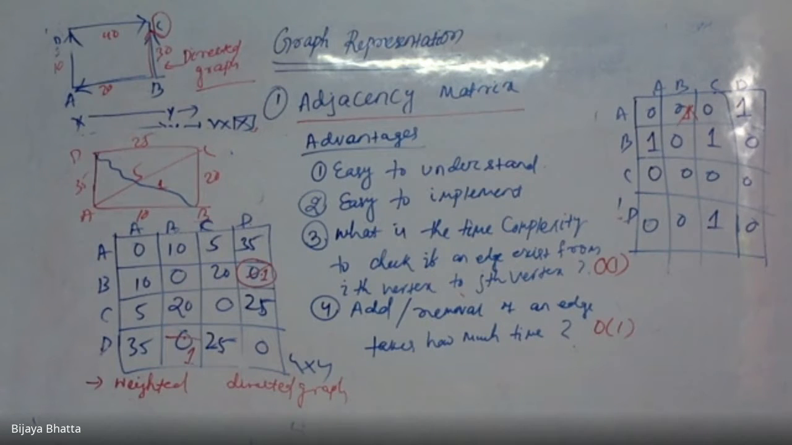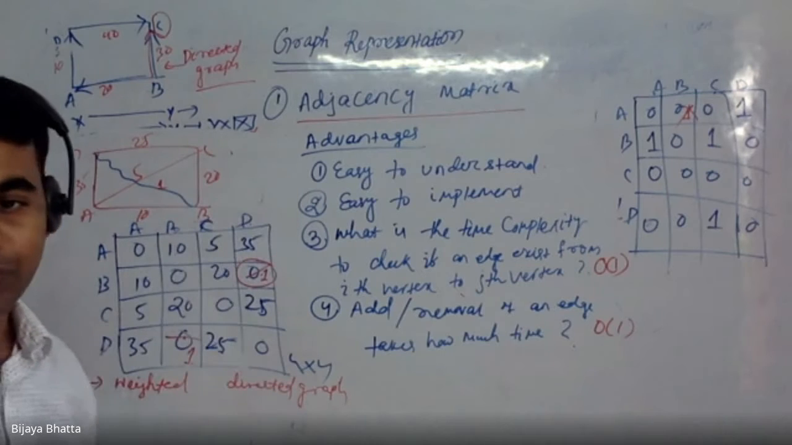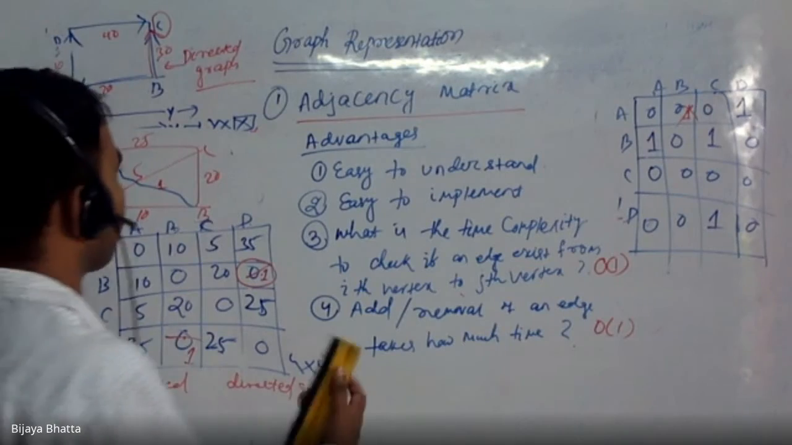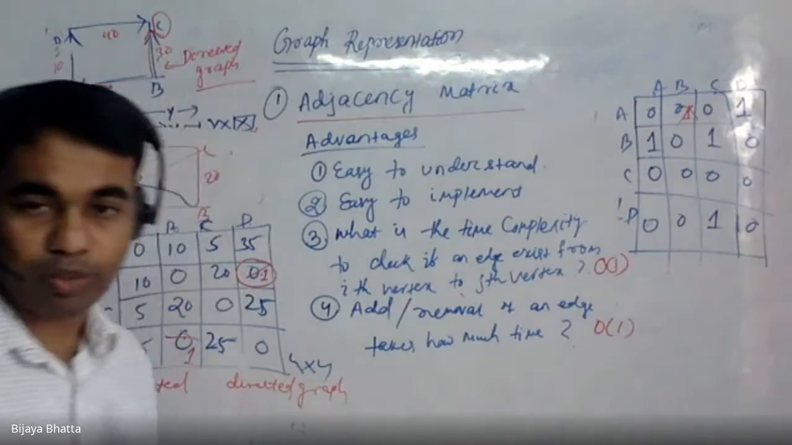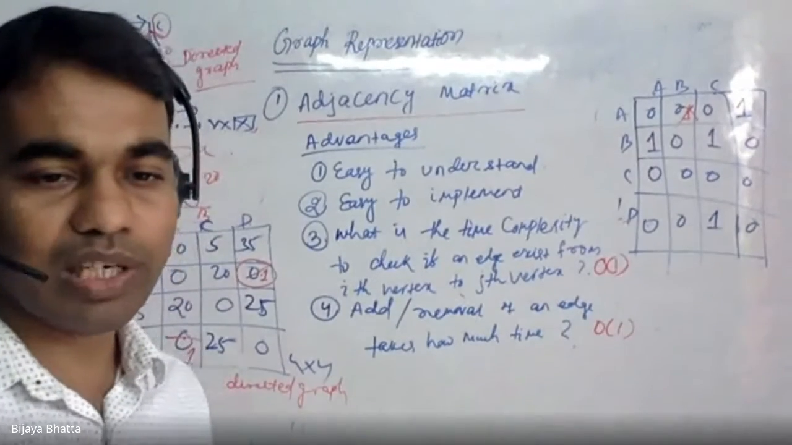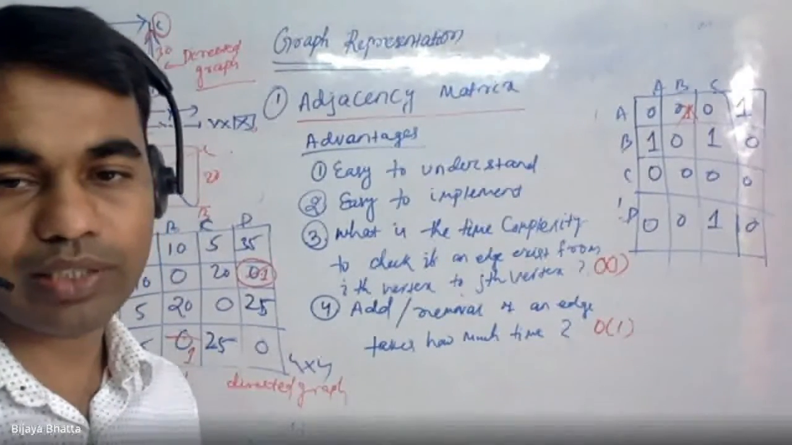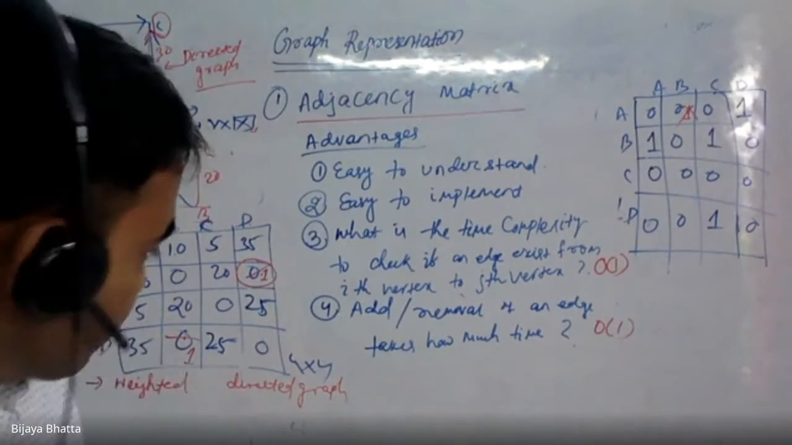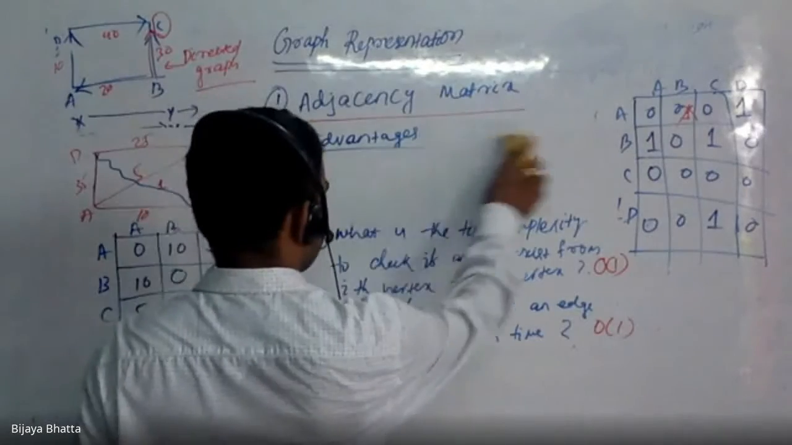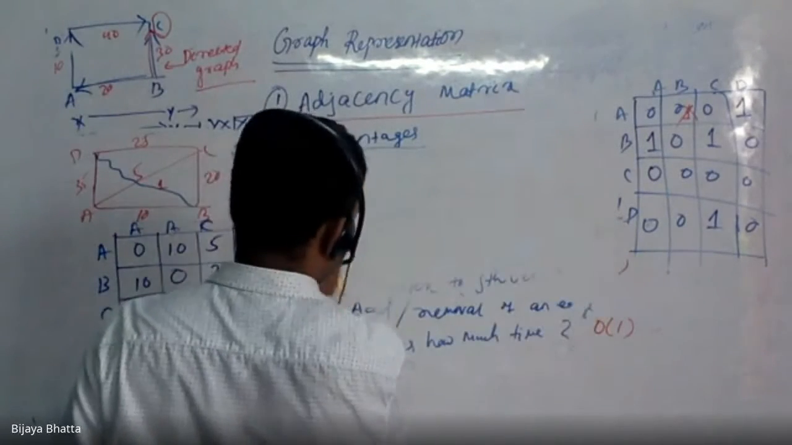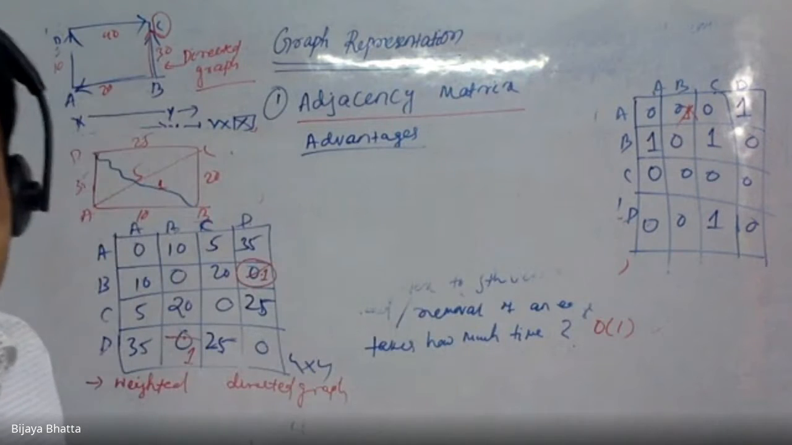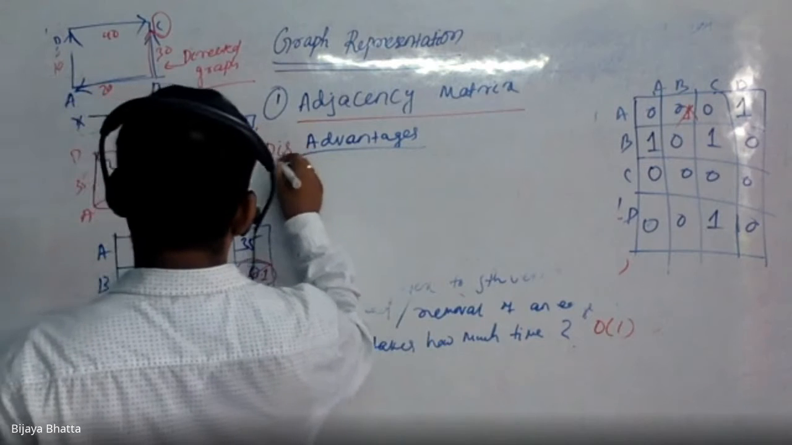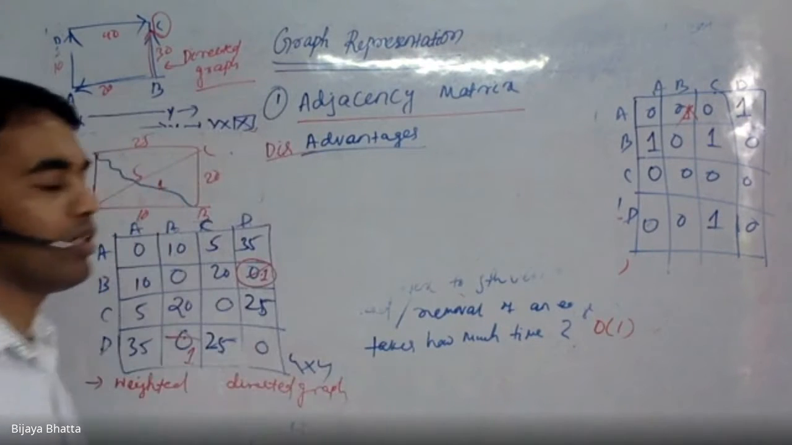Okay, that's good. So these are some advantages of this adjacency matrix. But what are the disadvantages? Let's go back to the second one. What are the disadvantages, right? So let me erase these advantages. I hope you have taken the notes. Okay, so let me tell you what the disadvantage is.